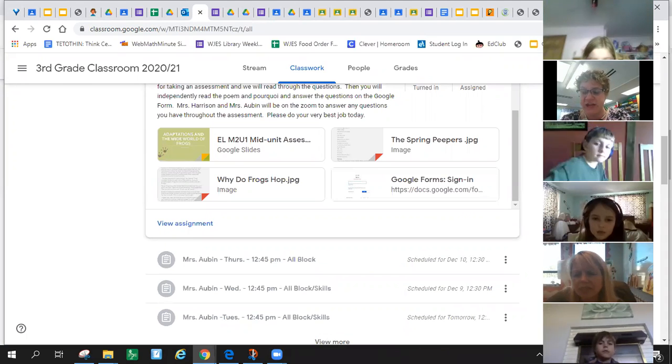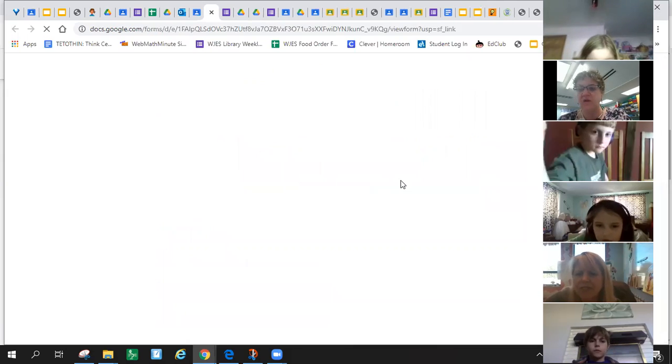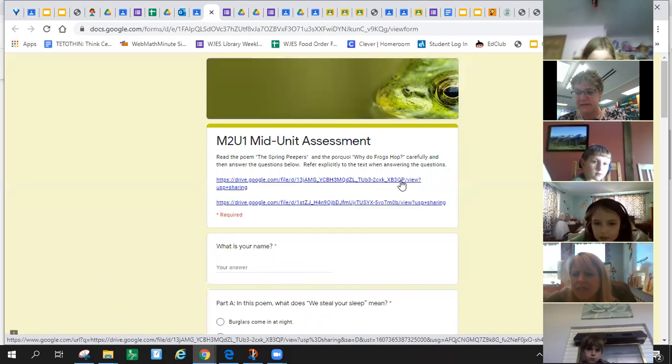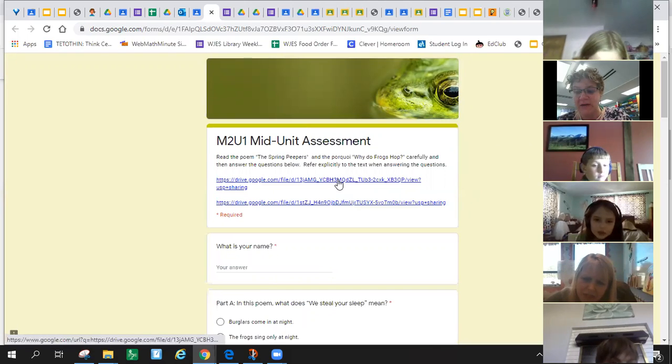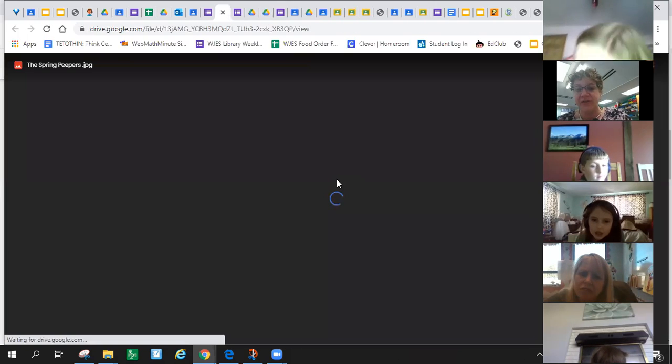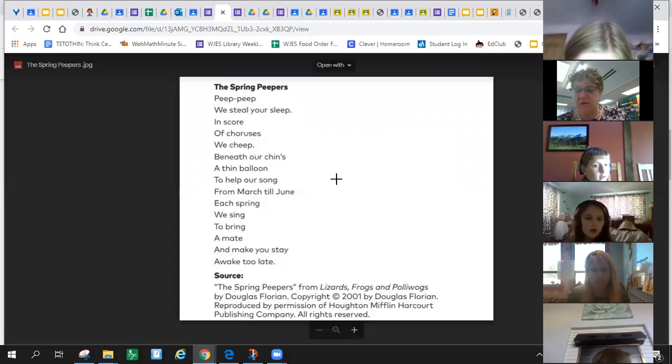Did you get to this page here? The one I'm sharing. Did you see where your assignment is? Yep. Okay. Yes. So then you click on the Google form and it gives you this cute little frog at the top. Okay, do that for me. Okay, so that's the questions you're going to answer. And then if you click, are you ready? If you click on this top link, it's going to open another thing that says the Spring Peepers. So this is our poem that we're going to answer the questions to.